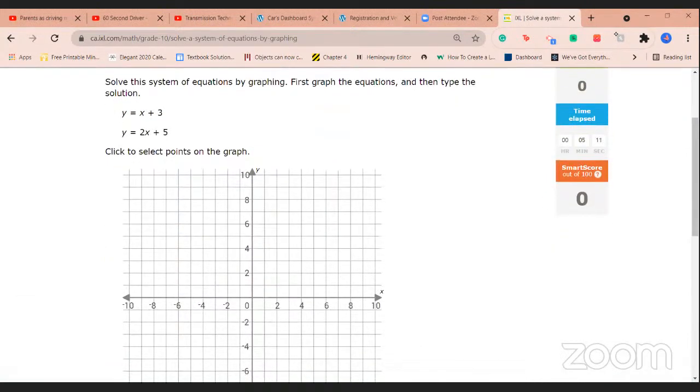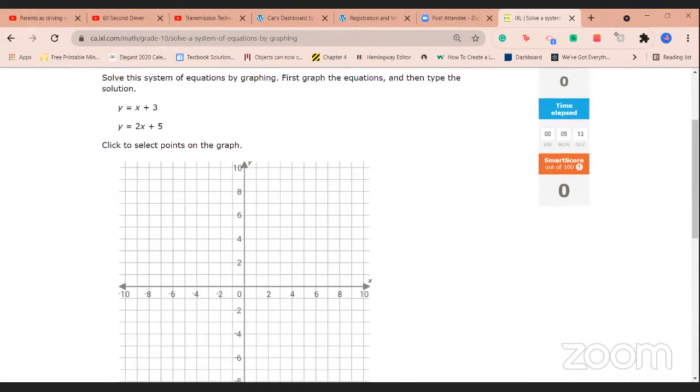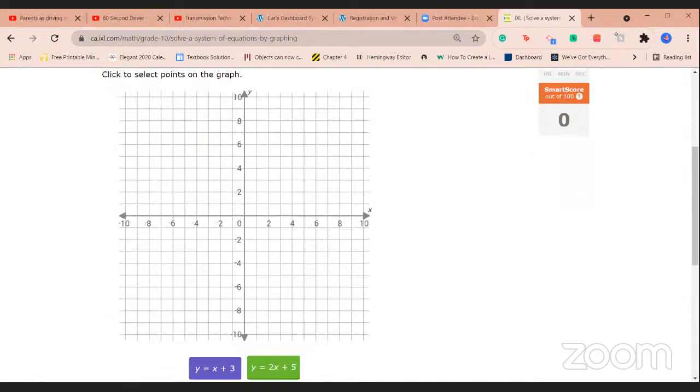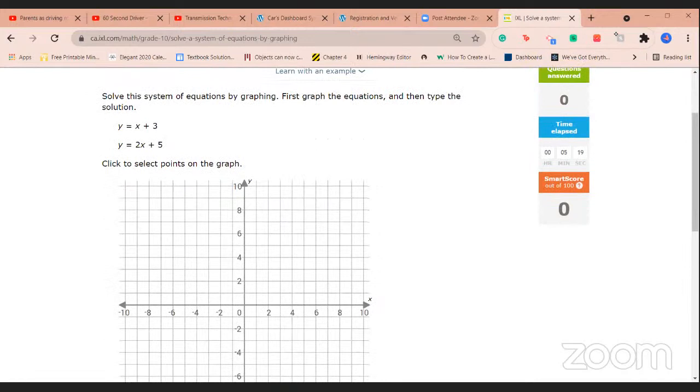Solve the system of equations by graphing. So you can tell me what I should do. For the first equation, the coordinates are 0, 3. Yes, so I would go x 0, y 3. That's one point. Now, how would I get the next point?